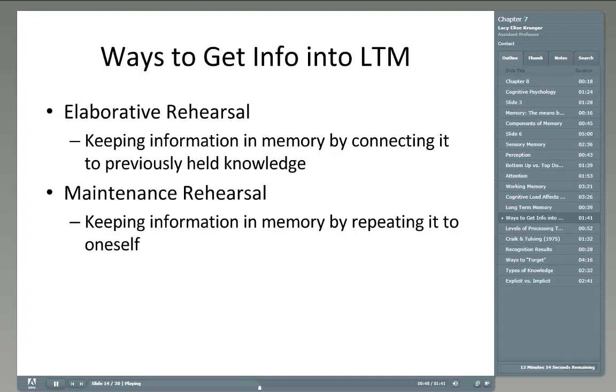Another way to do it is maintenance rehearsal. This is more shallow in terms of processing. Here you keep information in memory by repeating it to yourself, such as if I just gave you the telephone number 434-1492. The way to retain it would be 434-1492, 434-1492. Whereas if you were doing elaborative rehearsal, you might say 434 was this old area code where I used to live, so I'll think about 434 being connected to that area code, and 1492 related to a historical event. That's how you would remember it with elaborative rehearsal versus just repeating it over and over again for maintenance rehearsal.